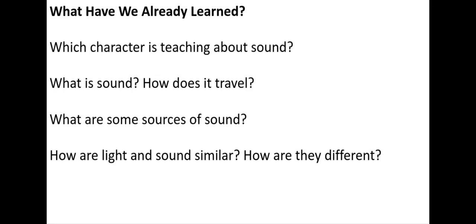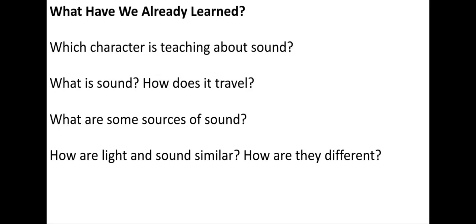waves, but they have to vibrate on particles, whereas light travels better where there's not particles. Sound travels best where there's lots of particles, where there's lots of things in the way for it to vibrate.